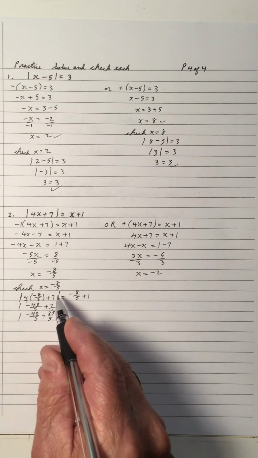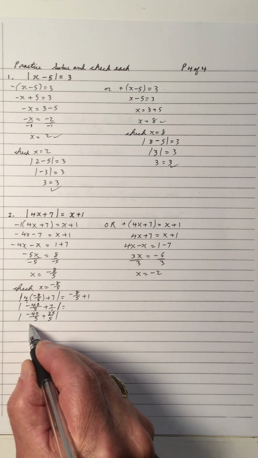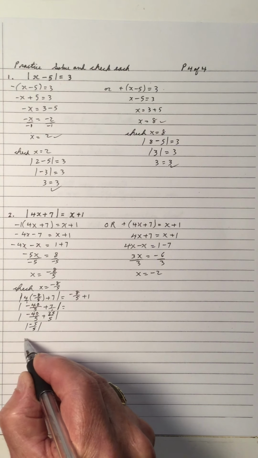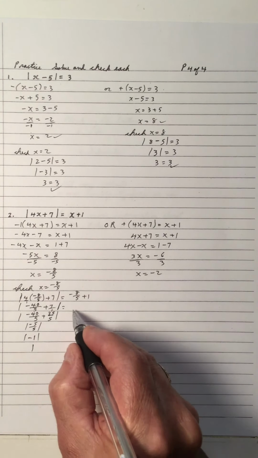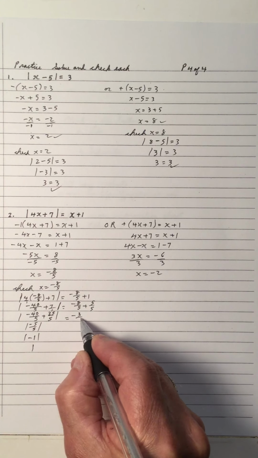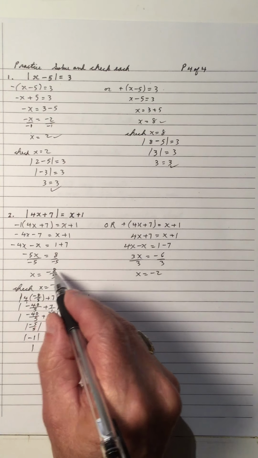So that gives me negative 5 over 5. That's a negative 1. Absolute value is 1. Negative 8 over 5. 1 is 5 over 5. So that's negative 3 over 5. And no, this is not a solution.